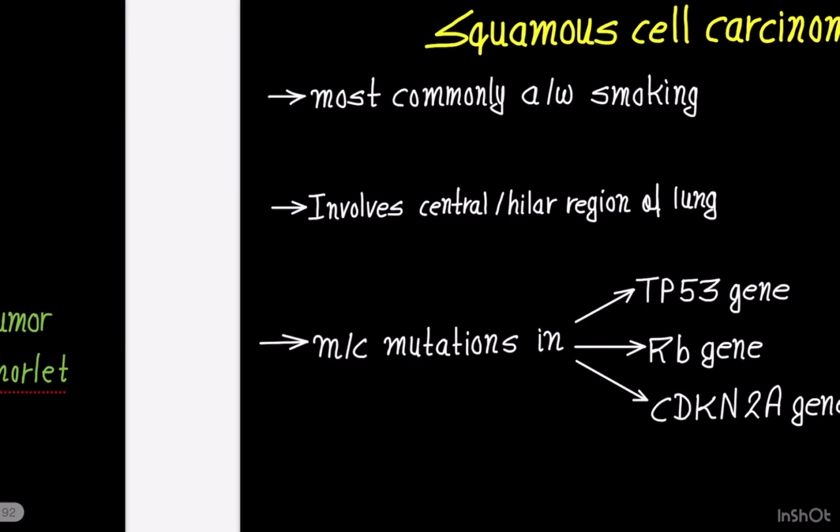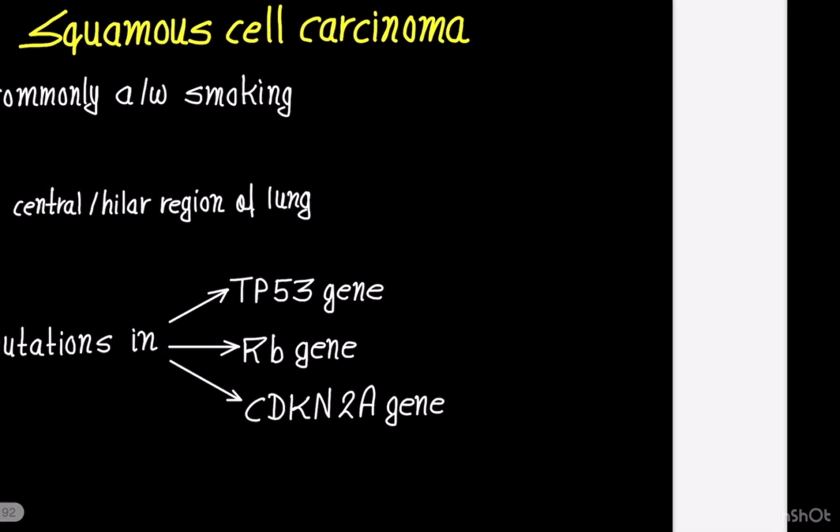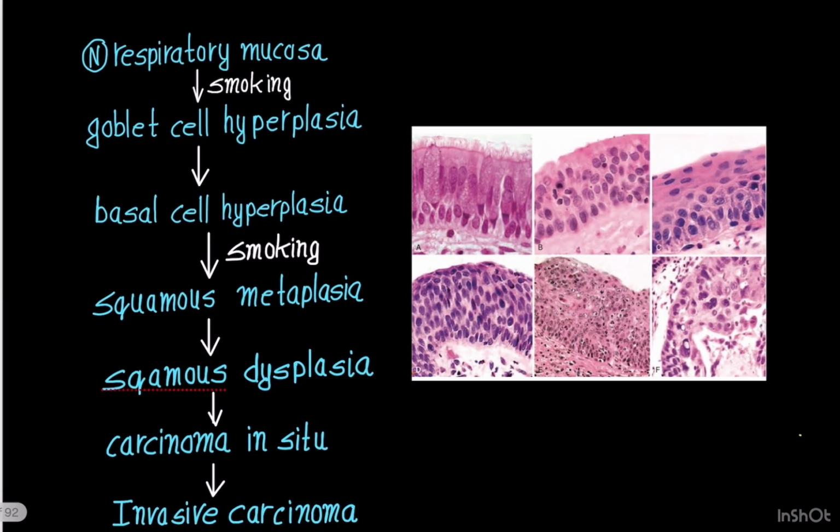Starting with the squamous cell carcinoma. Squamous cell carcinoma is most commonly associated with smoking. It involves the central or hilar region of lung. The most common mutations we have already studied are TP53 gene mutation, retinoblastoma gene mutation, and CDKN2A gene mutation. Now let's discuss how smoking leads to development of squamous cell carcinoma.